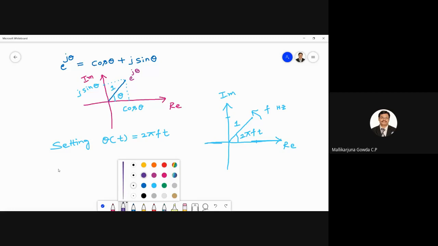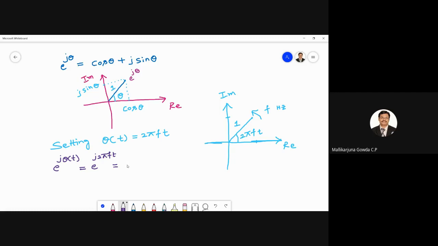And you can even write e power j theta of t, substituting theta of t as 2 pi f t, e power j 2 pi f t, which is equal to cos of 2 pi f t plus j into sine of 2 pi f t. This one I call the real part of e power j theta, or you can say the real portion, and this one is the imaginary part.